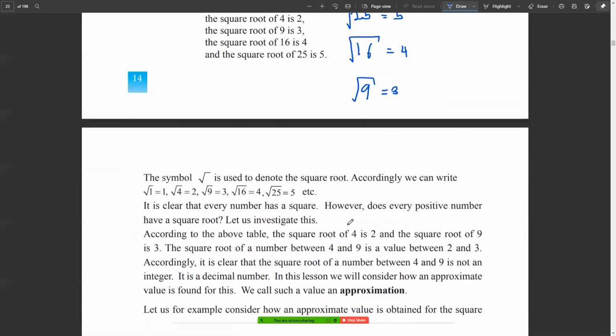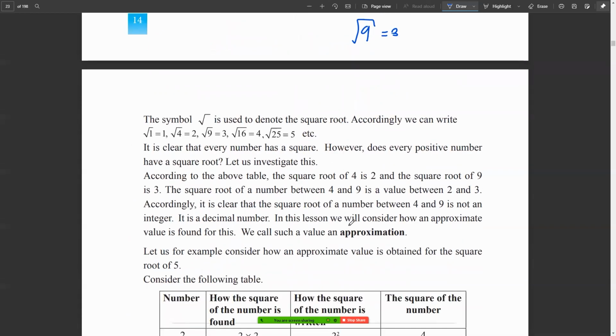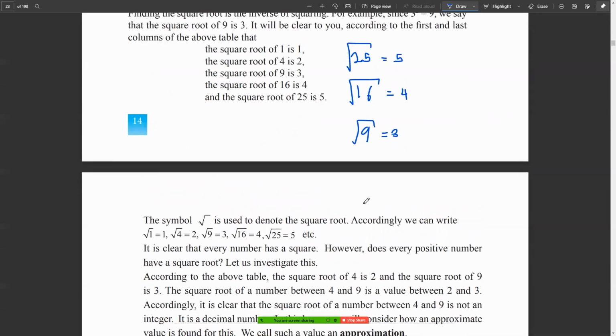But now, if we think like this, do all these numbers have a perfect square root value? 25 has a perfect square root value, which is 5. 16 has a perfect square root value, it's 4. 9 has a perfect square root value, it's 3. What will happen if we get a value like the square root of 24? Can we have a perfect number as the square root? No, right? 4 squared is 16, 5 squared is 25. So the square root of 24 should be in between 4 and 5.